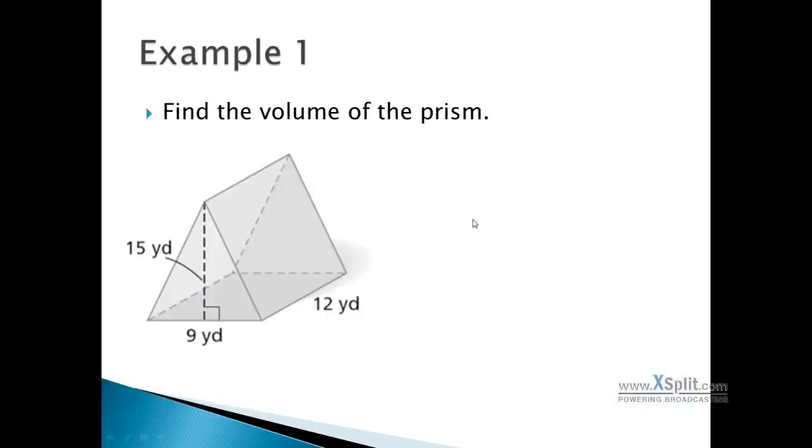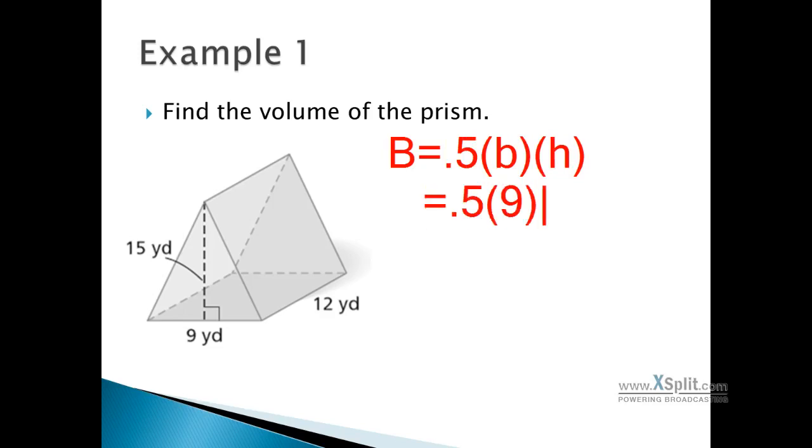So if we want to find the volume of this prism, well, we want to know the base area first. Looks like it's a triangle with base 9, height 15, so base area is 1/2 times base times height. So that is 0.5 times 9 times 15. Let's toss that into a calculator. This is 67.5.